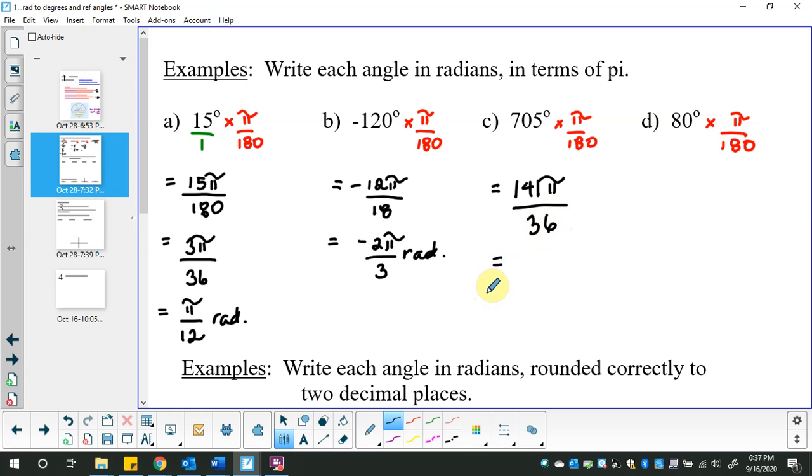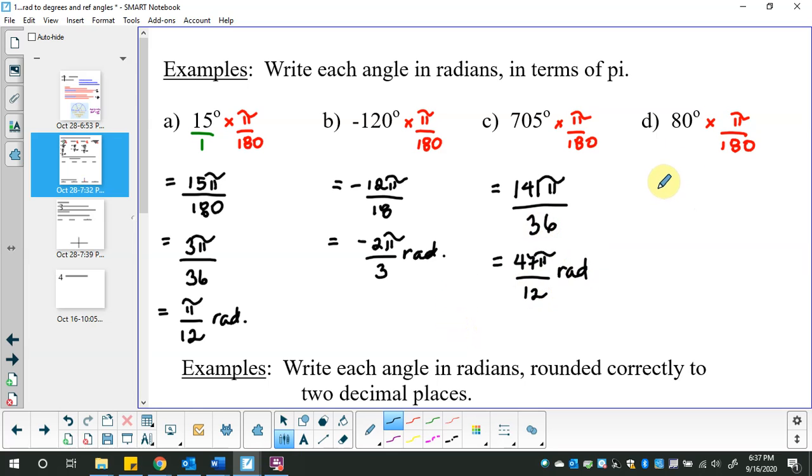Then I can divide by 3, I think. I'm going to totally cheat and use my cell phone calculator. It is 47. Don't lose the pi. And divide by 3. I can't divide that any further, so I get radians.